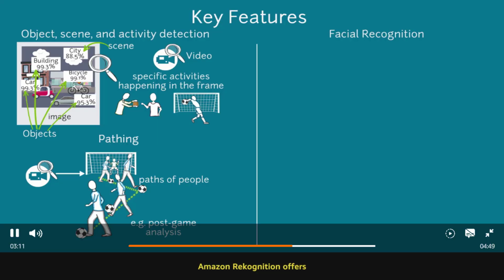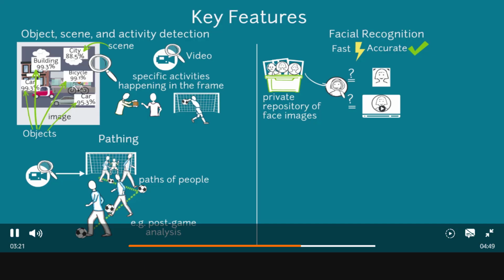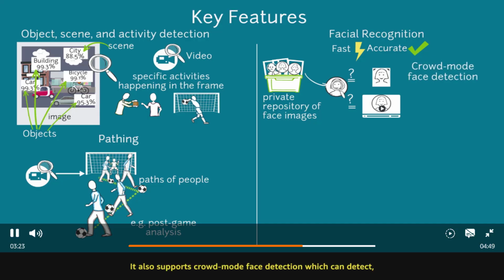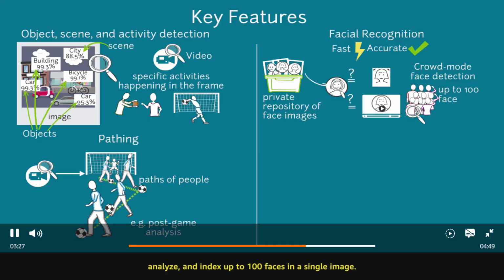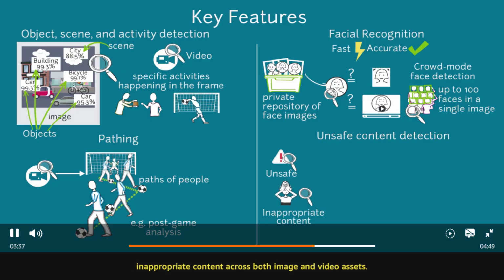Facial recognition. Amazon Rekognition offers fast and accurate search capability. This allows you to identify a person in a photo or video using your private repository of face images. It also supports crowd mode face detection, which can detect, analyze and index up to 100 faces in a single image. Unsafe content detection. Amazon Rekognition helps you identify potentially unsafe or inappropriate content across both image and video assets.